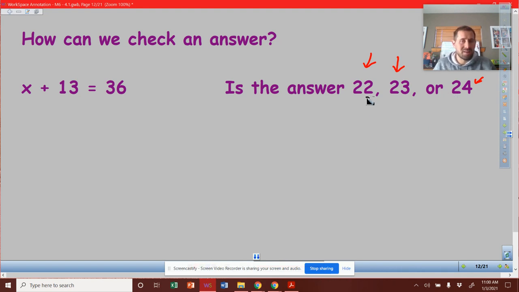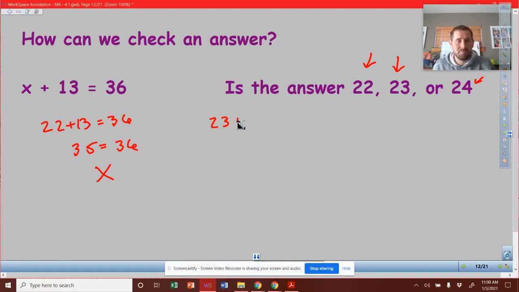So we would check these. Is 22 the answer? What that means is you're going to plug in 22 for x, and you're going to do 22 plus 13 equals 36. If you actually add 22 plus 13, you get 35. So does 35 equal 36? No, wrong answer, right?